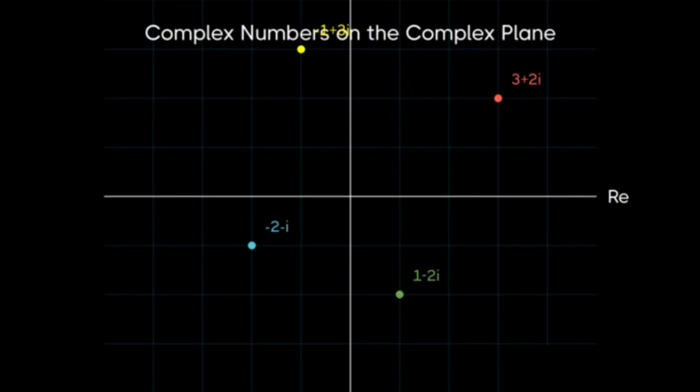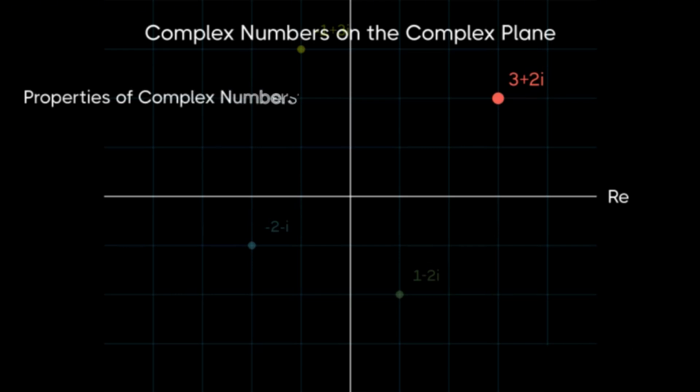Now let's examine the complex number 3 plus 2i more closely to understand the fundamental properties that all complex numbers possess. These properties reveal why the complex plane is such a powerful tool for understanding complex arithmetic. Every complex number has two essential characteristics that define its position and behavior: its magnitude, which tells us its size or length, and its argument, which tells us its direction or angle on the complex plane.